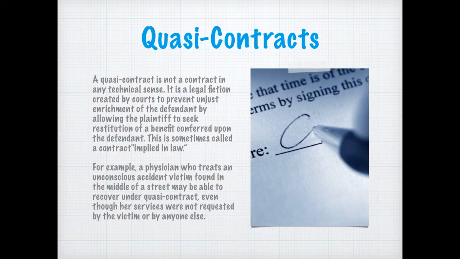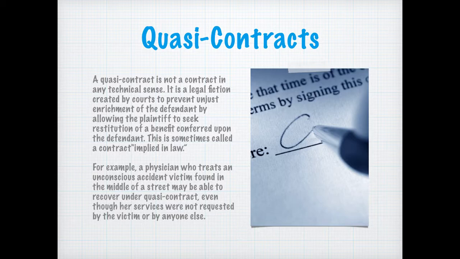So here's the example that's on the slide, and I think it can give you a picture of what a quasi-contract is. Let's say there's an unconscious accident victim laying in the middle of the road, and a doctor happens to come by. That doctor who performs medical services upon this unconscious victim, who does not have the capacity to consent to a contract, can later bill for her services because she resuscitated that victim. There was no real contract made. The victim couldn't have possibly consented to these services.